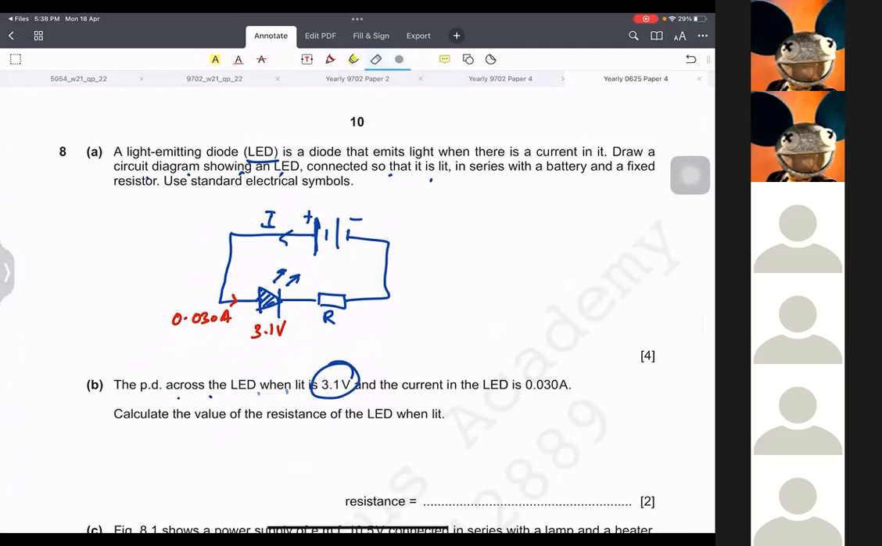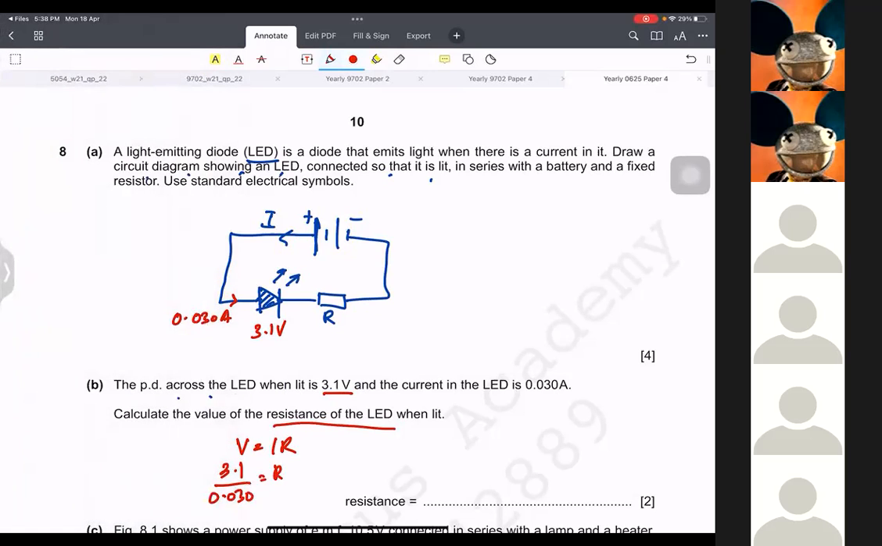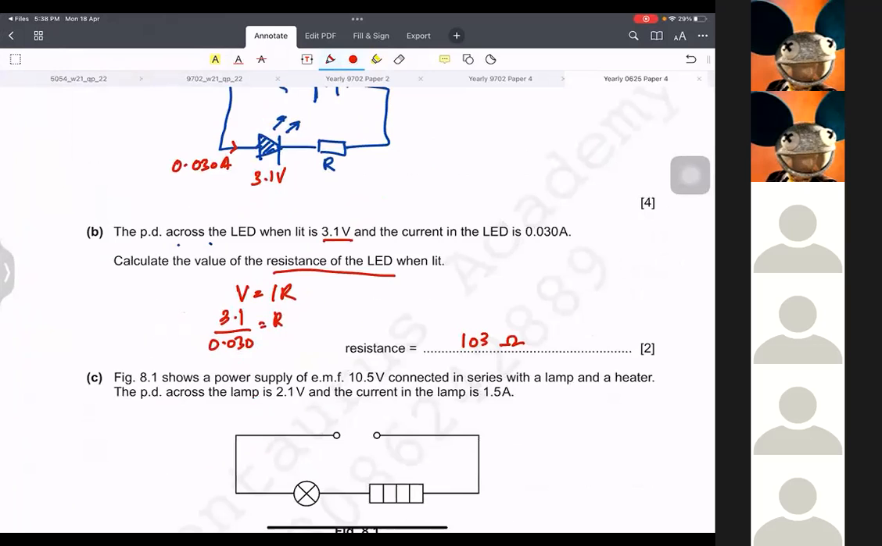The potential across the LED is 3.1, and 3.1 divided by 0.030 equals R. Sorry, I thought resistance of R. Wow, this is easy. 0.030 equals R, so R is 103 ohms. Now, the question shows a power supply of EMF connected in series with a lamp and heater.